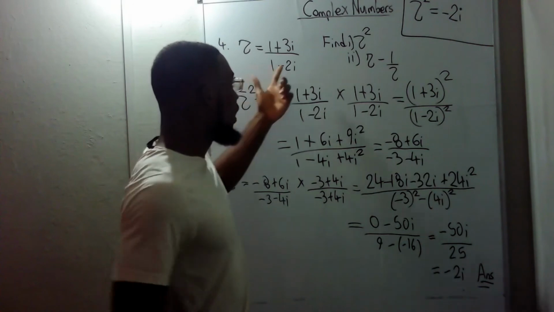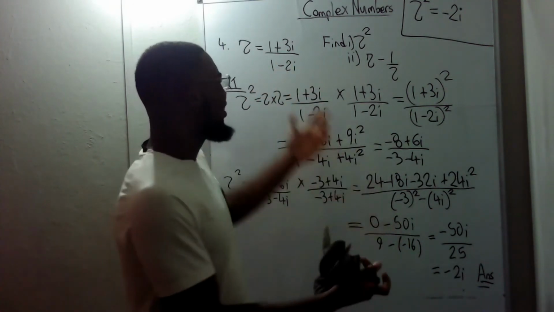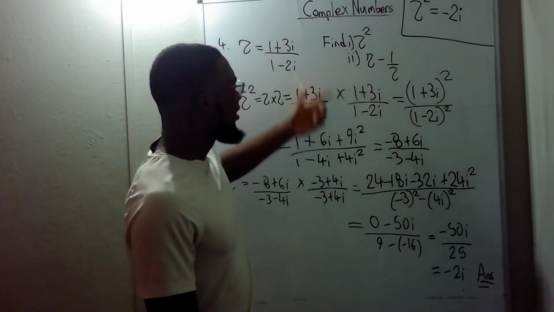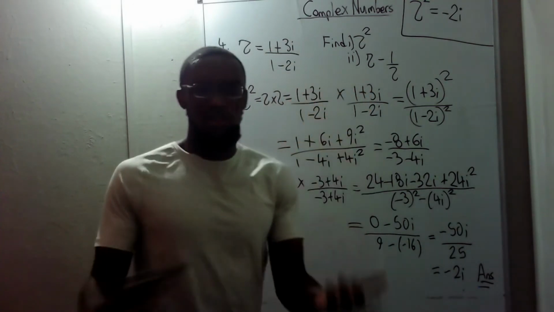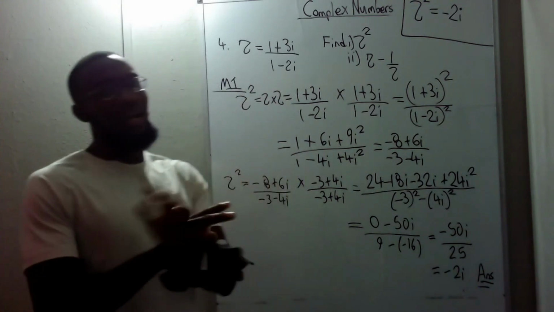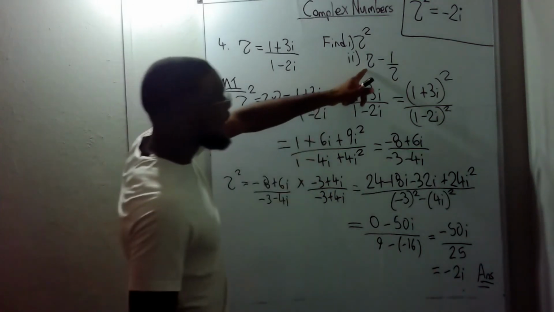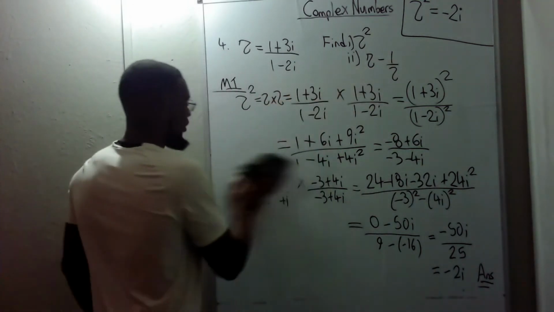You can never go wrong by rationalizing. You can go wrong by multiplying across, because it's difficult, and then it's just too much work. Your brain just gets tired. But do it the first way, and less steps, less work. Now let's do the next part, z minus 1 over z.